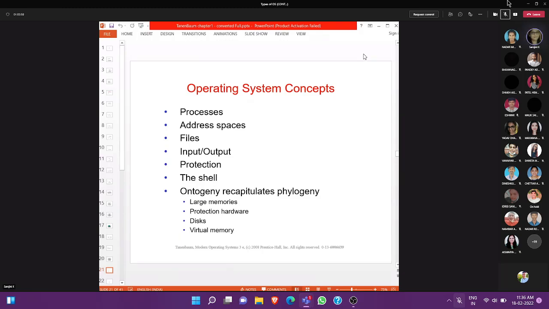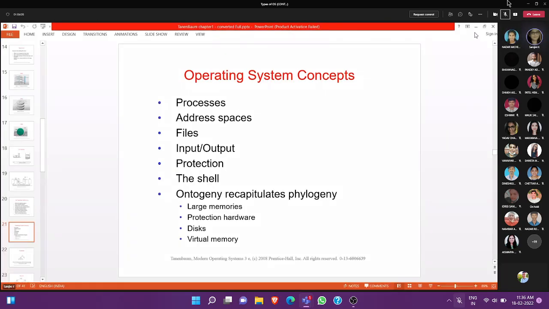Tomorrow is a holiday, so Monday we will see. If I continue with the structure, there are four or five structures of operating system that will take more time. It will be very hectic for you. Okay, you all can leave. Thank you.